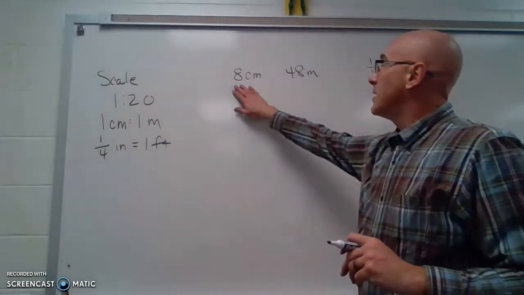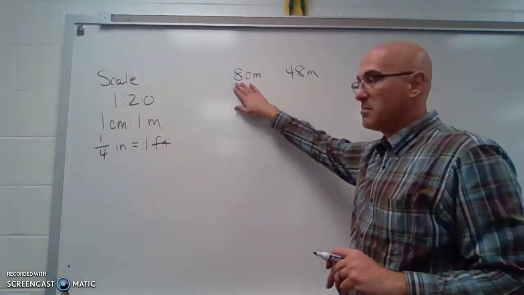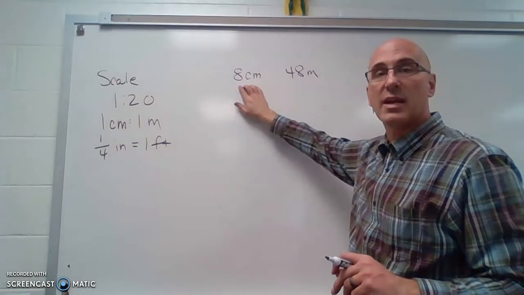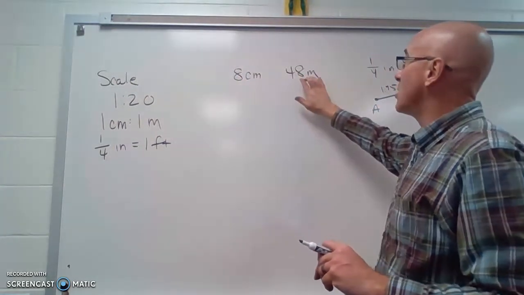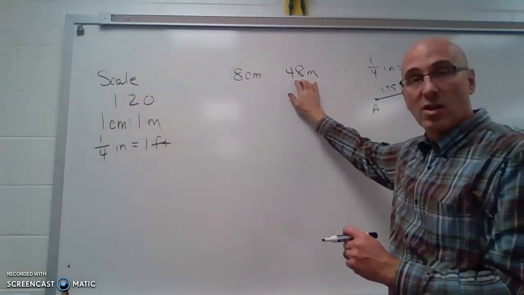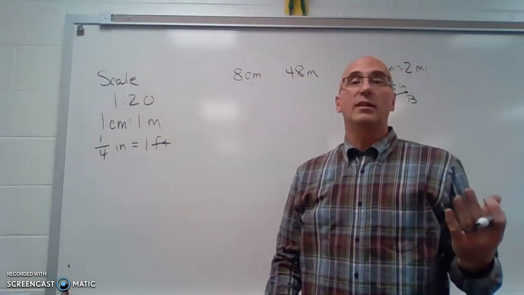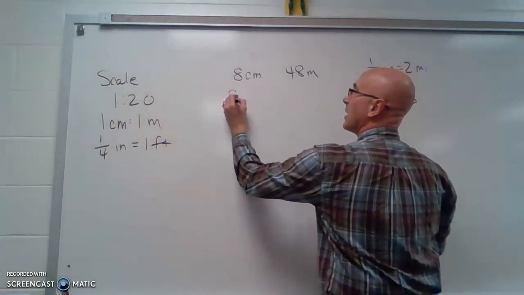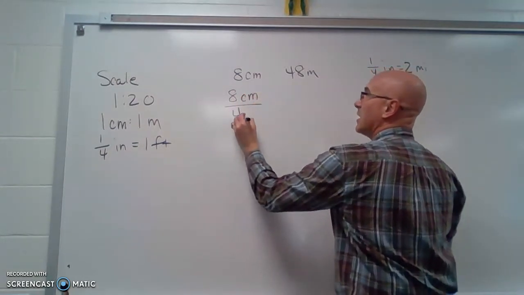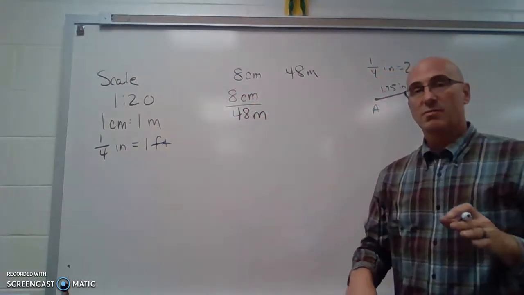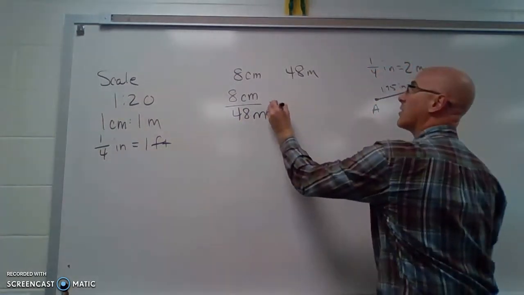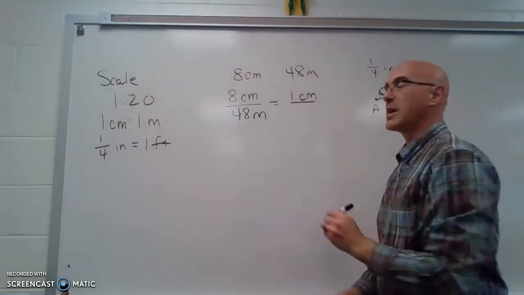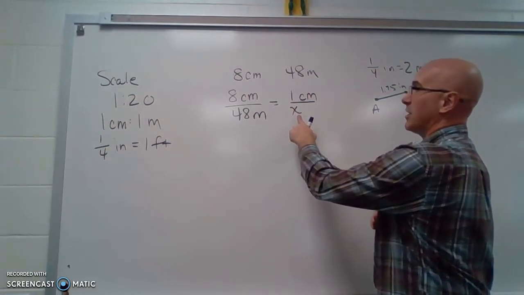So let's look at, say, I have an object and the drawing of the object measures 8 centimeters. But I know the object itself is 48 meters long. So we want to know what the scale is. We want to come up with something like this. So here's what we do. 8 centimeters is to 48 meters. So this looks like a ratio. We are going to create a proportion. We want to find out what it is when you have 1 centimeter. So here is what we were trying to find.